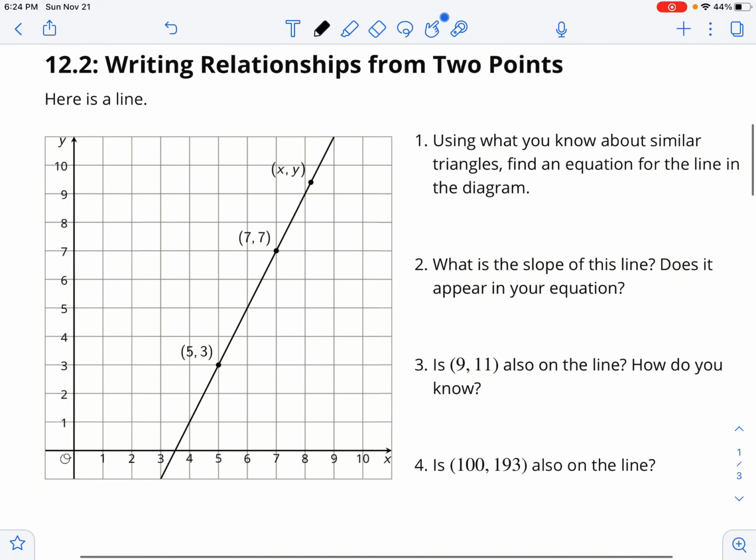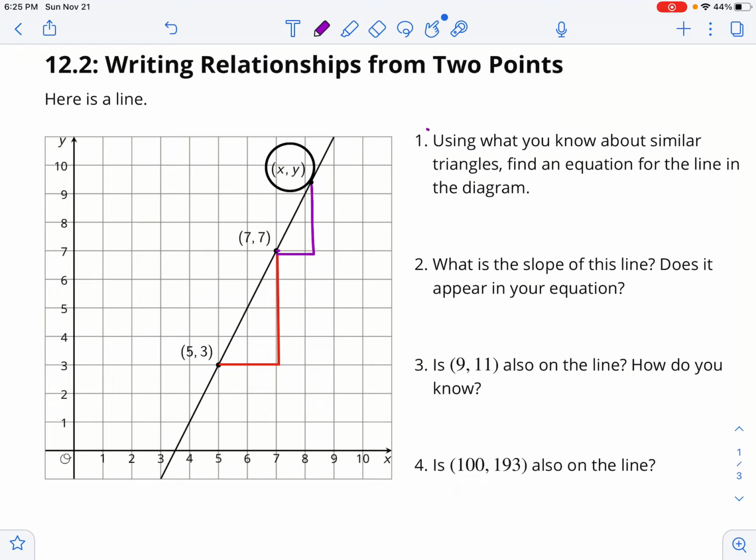12.2, writing relationships from 2 points. Here's a line. Using what you know about similar triangles, find an equation for the line in the diagram. Here's a hint. Think about how you would calculate the slope of point X and point Y. We can identify what the slope of the line is with a slope triangle from 5, 3 to 7, 7. And considering the slope triangle that's created from X to Y will help you to identify the equation.